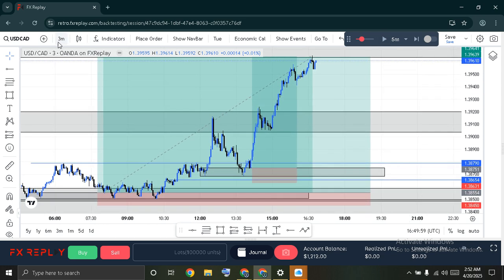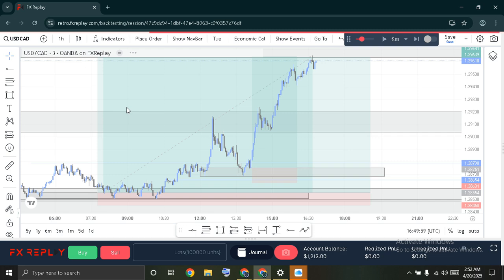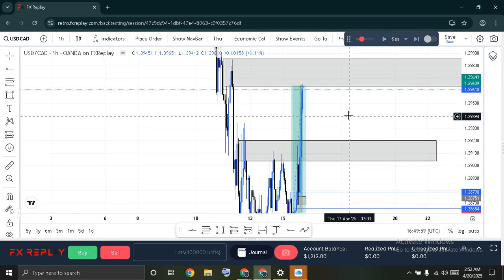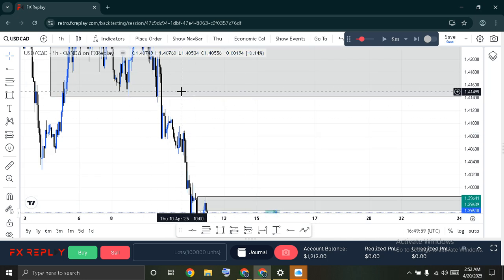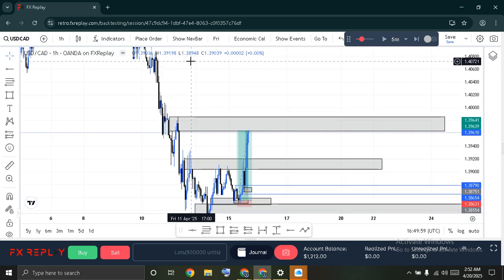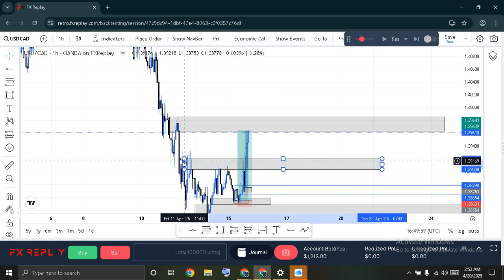Remember, I said this particular point was also an H1 demand. The higher time frame here, I was expecting price to come here. You get that kind of stuff. So in D1, this particular demand has been cleared. So this is out.